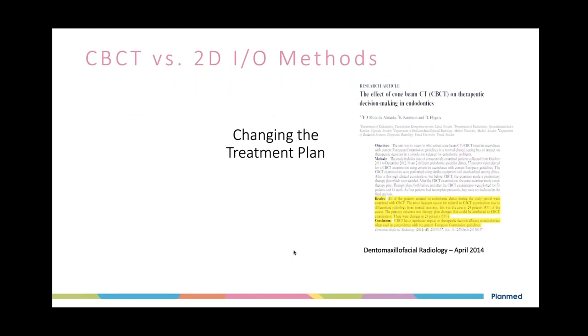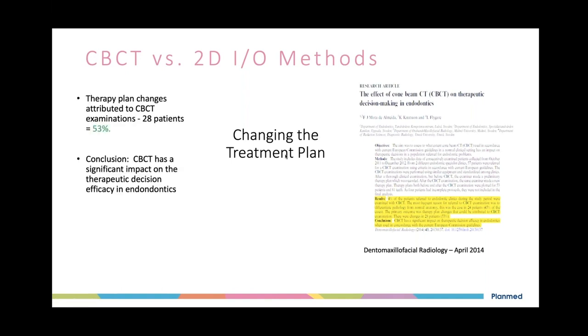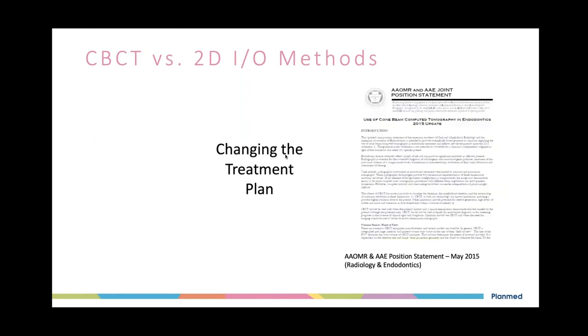Now, here are some of the human studies. This one appeared in Dentomaxillofacial Radiology in April of 2014 about changing the treatment plan. We have intraoral images, we have cone beam images. In what percentage of time did it change the treatment plan? In this particular case, 53% of the time, having the cone beam data and the cone beam image to look at changed the treatment plan versus when all the study had was the intraoral image. So of course, the conclusion: CBCT has a significant impact on the decision efficacy in endodontics.